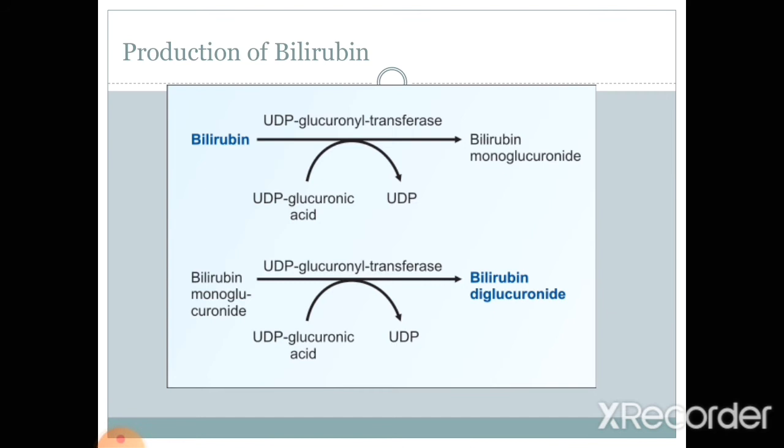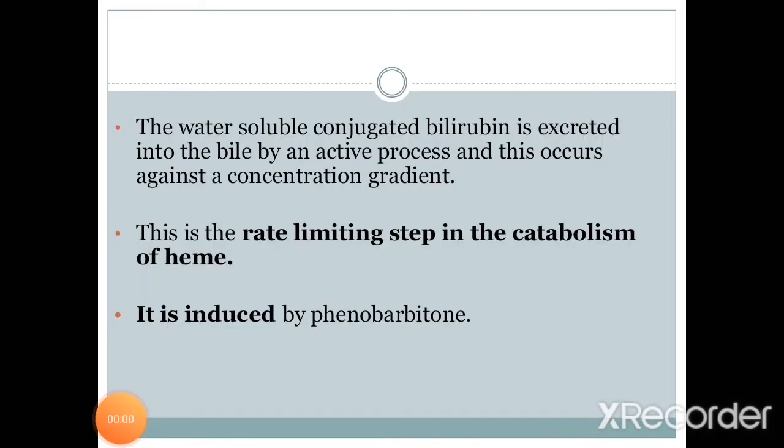Inside the liver cell, this bilirubin, which is insoluble in water, is made water soluble. Inside the liver cell the bilirubin is conjugated with glucuronic acid to make it water soluble. The water soluble conjugated bilirubin is then excreted into the bile by an active process, and this is the rate limiting step in the catabolism of heme.